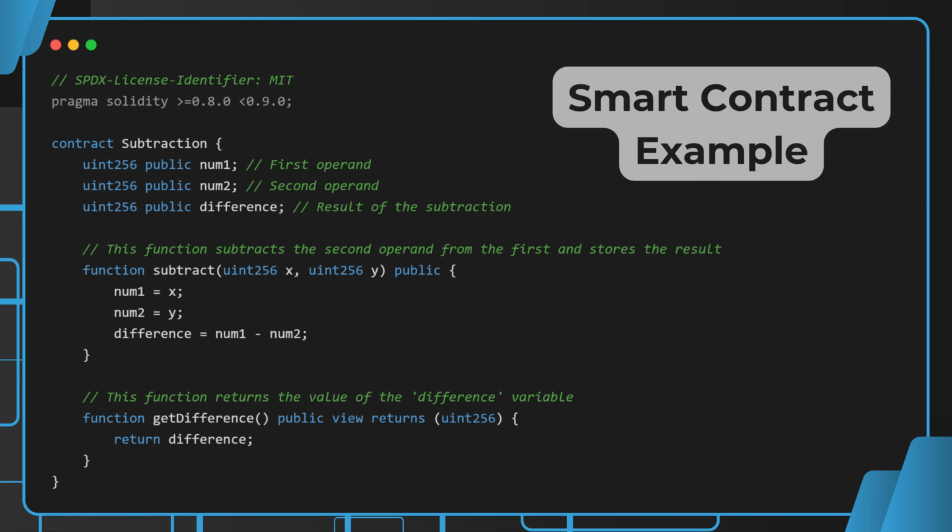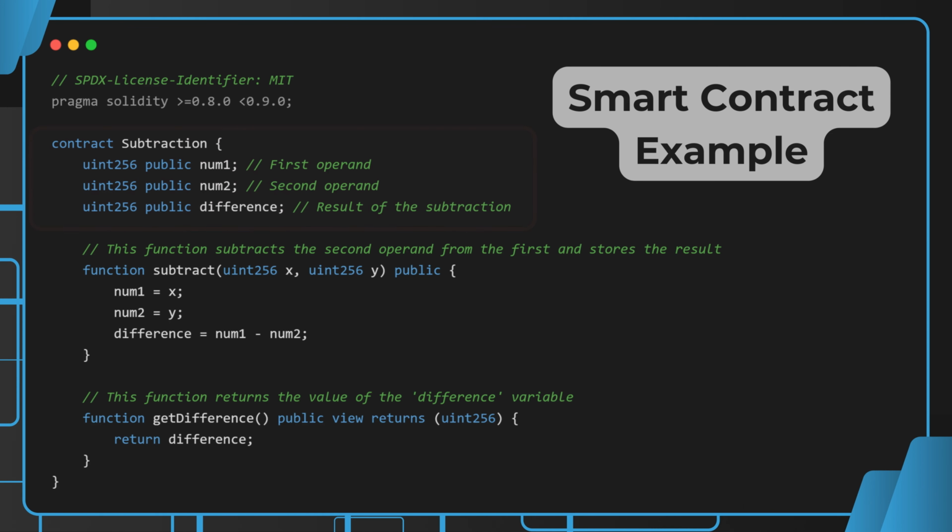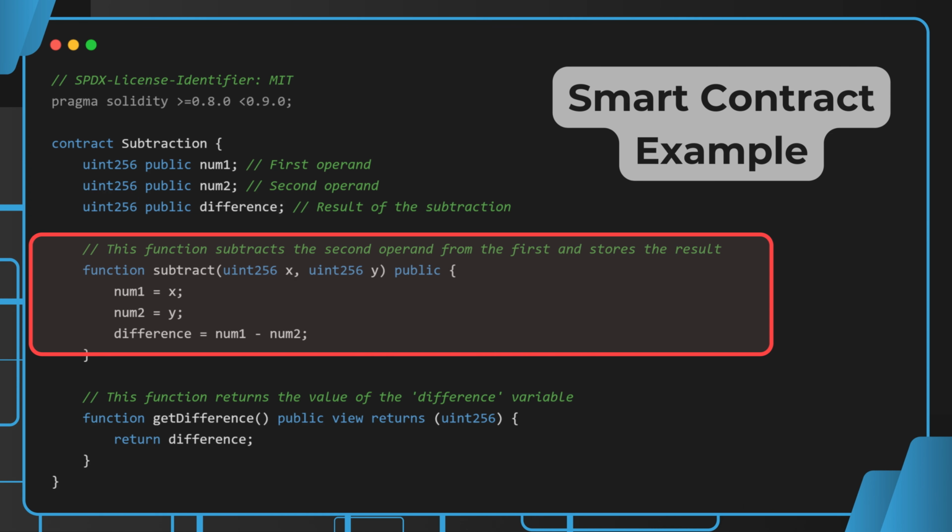The first line of a Solidity contract specifies the compiler version using the Pragma directive. This ensures the code is compiled with a compatible Solidity version. Next comes the contract definition and the declaration of state variables, which store persistent data on the blockchain. Functions inside the contract define how users interact with it and can update the contract's state.